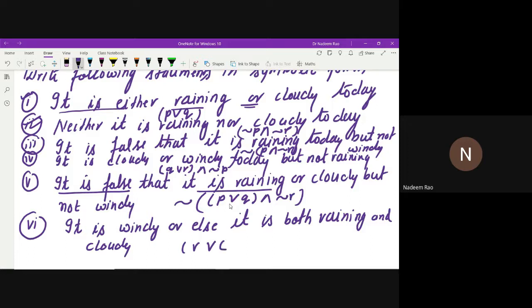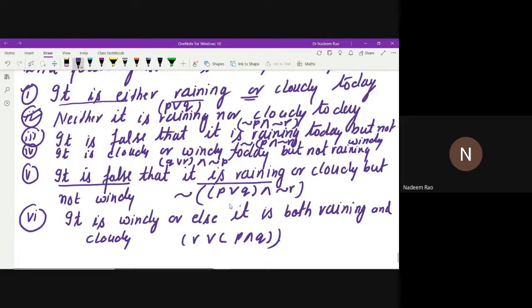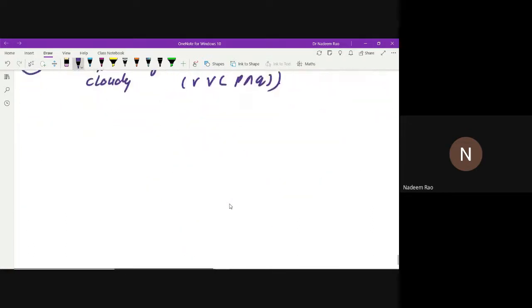it is both raining and cloudy. So guys, these are the symbolic representation of these statements, and you can now very easily do all these problems, all the problems related to these.